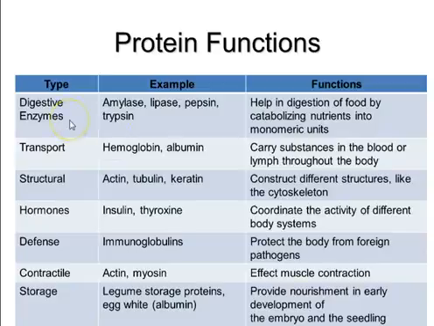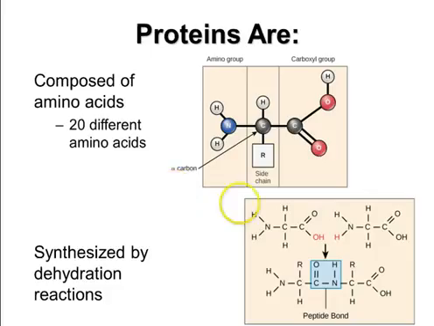They can be digestive enzymes or any kind of enzymes. They're involved in transport, they're involved in structure, hormones, defense mechanisms. Your muscles contract and organisms move through the use of myosin and actin, which are protein molecules, and there are storage molecules. The egg white, albumin, is a storage molecule that allows the embryo of the chicken to actually grow. That's why they are so high in proteins.